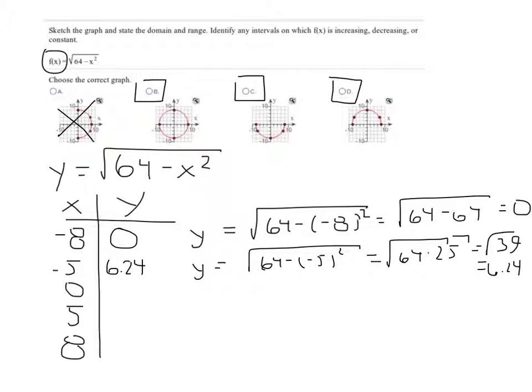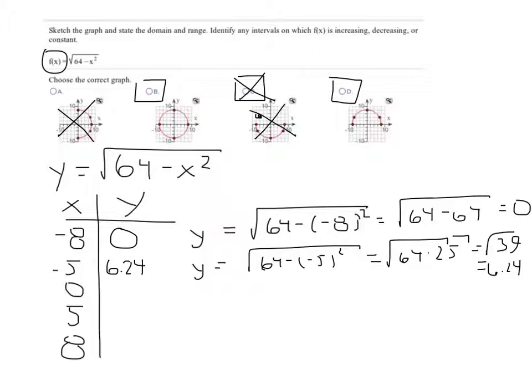So -5, 6.24. Well, the point -5, 6.24 is in the second quadrant. So this graph I can throw out, it's not a possibility because I don't have the -5 and the 6.24, because that would be somewhere up in here. So now I have B and D left.